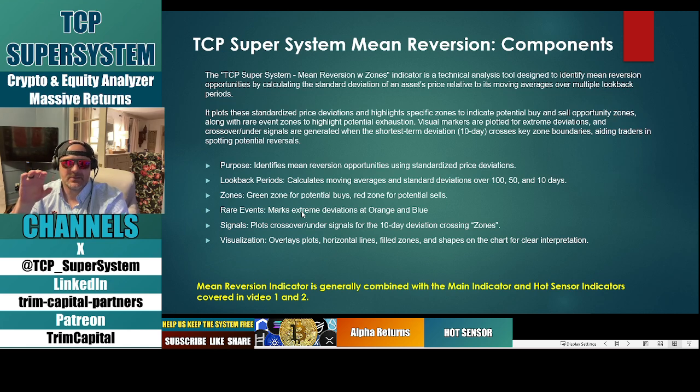Again, this component is intended to be used with the other two components to really give you a holistic idea and just more confidence with what we're putting out there. And by watching these first two videos plus this one, you'll have a really good understanding of what we're communicating in our videos.